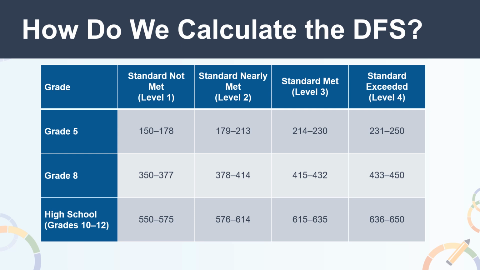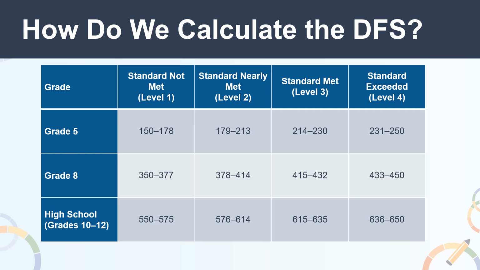For the 8th grade, students with a scale score between 350 and 377 are in Level 1. A scale score between 378 and 414 is in Level 2. A scale score between 415 and 432 is in Level 3. And a scale score between 433 and 450 is in Level 4.